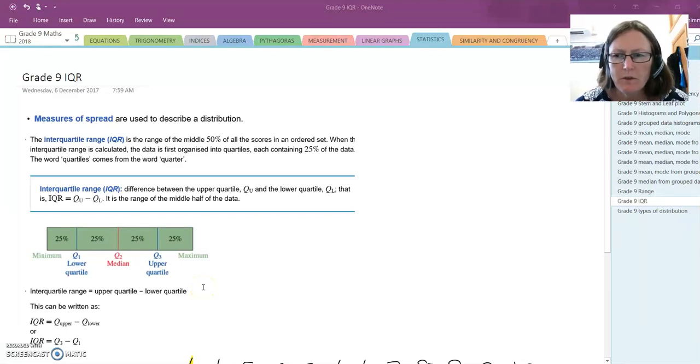Okay, we've looked at one of the measures of spread, which is used to describe distribution. We've looked at range. This video is going to look at interquartile range. Interquartile range is the range of the middle 50% of scores.